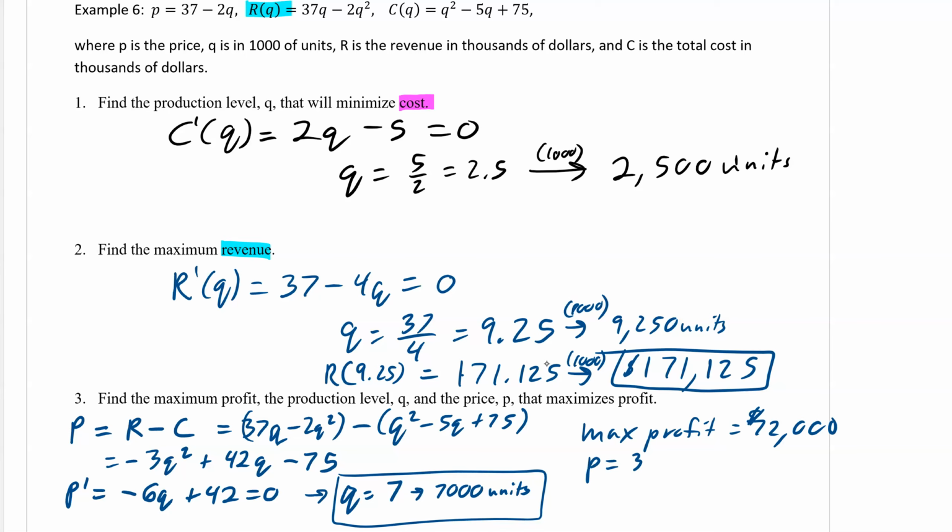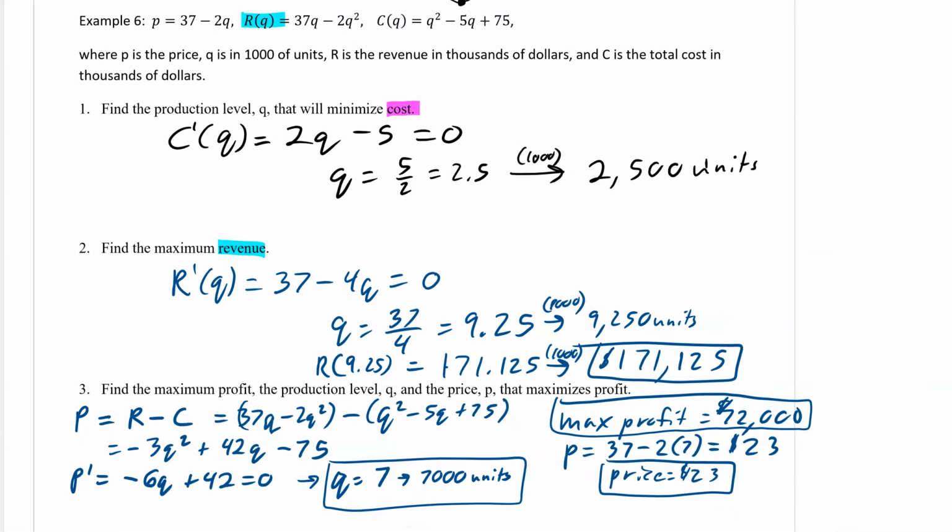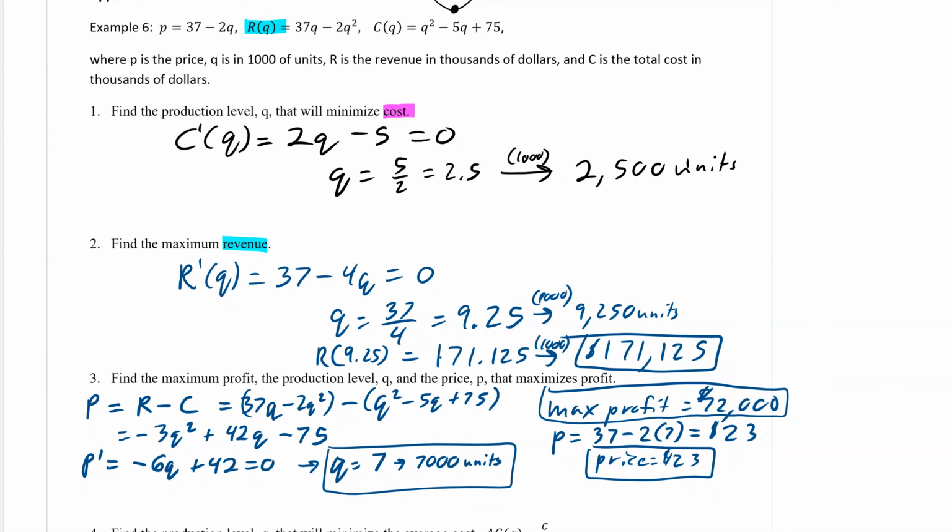So if we take that 37 minus 2q, plug our 7 in, we get $23. So for what price? $23. So if they sell it for $23, they will sell 7,000 units and maximize profit of 72,000. Again, these are just predictions. These formulas are all based on data that they've collected, but they now have at least an idea of where they should be pricing their unit.